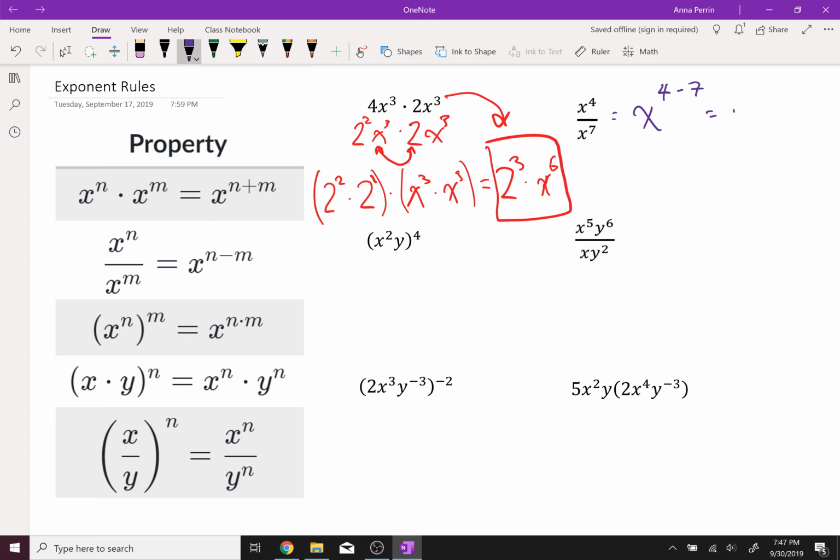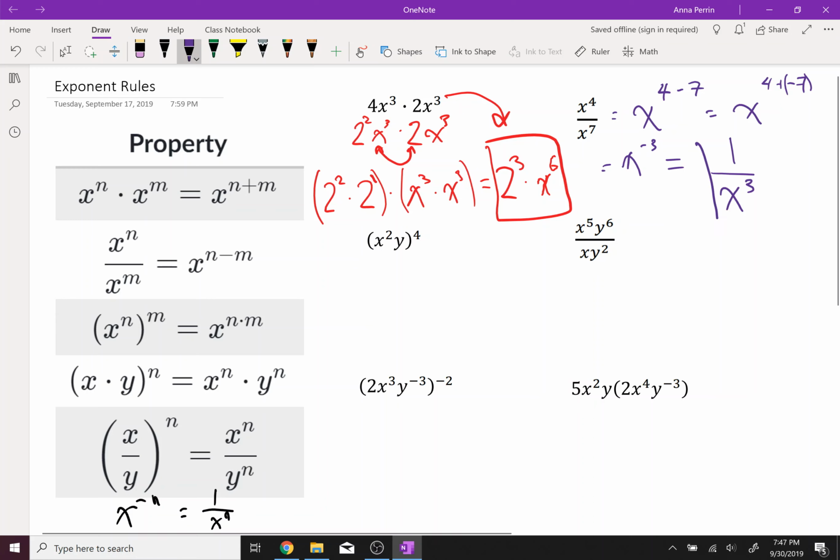I know that 4 minus 7 is the same thing as 4 plus negative 7, which is the same thing as negative 3. So I can write this as x to the negative 3rd power. Now, something that we showed this year through a few different investigations and patterns, and this is one of the rules that we're missing, is that a negative exponent is the same thing as dividing by that same variable with that same positive exponent. So I can rewrite this statement even better. x to the negative 3rd power is the same thing as 1 divided by x to the positive 3rd power.